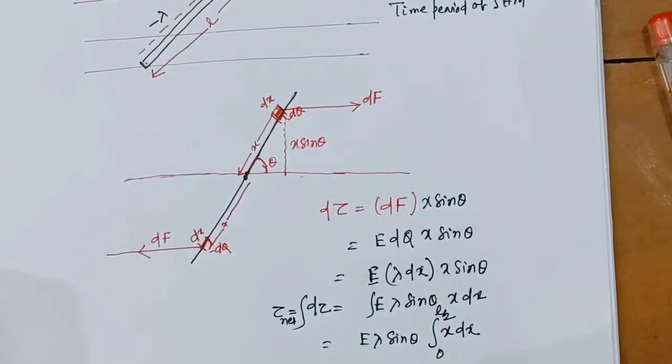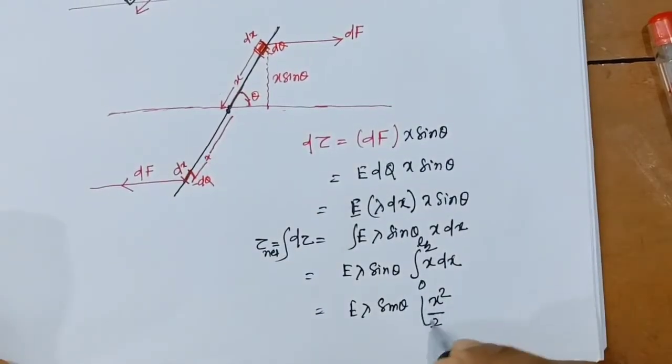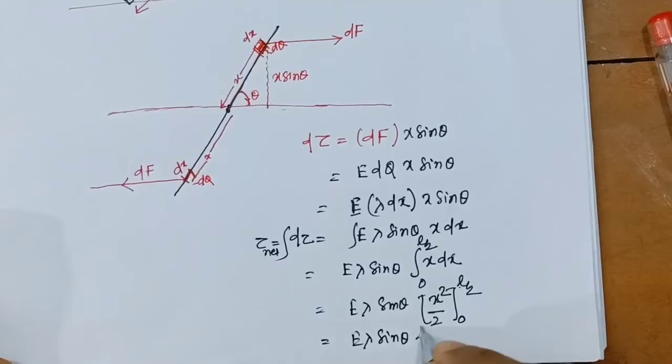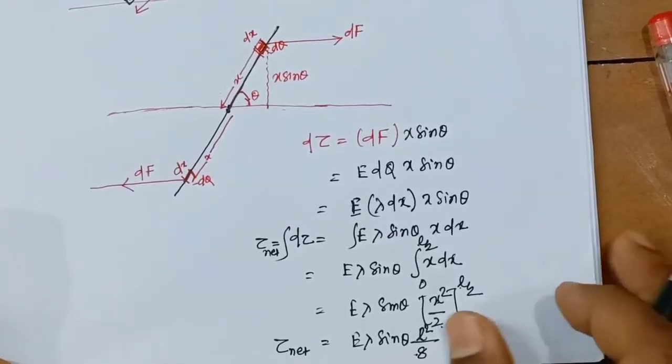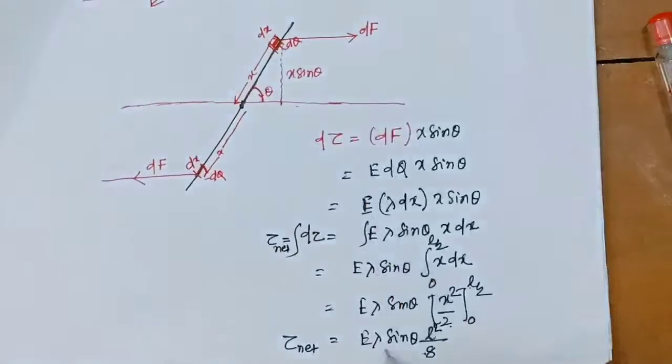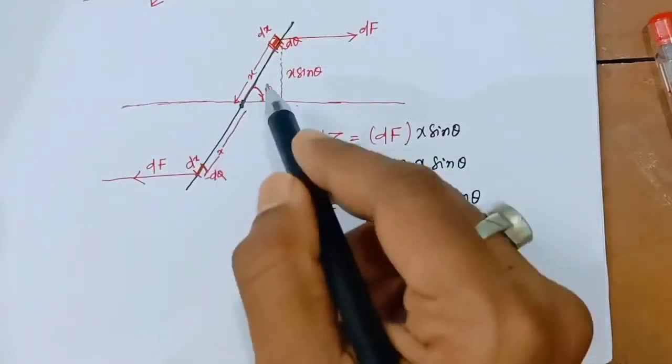If I proceed in similar fashion, E lambda sine theta, and this is x dx, the integration is x square by 2, from 0 to L by 2. The expression comes out as E lambda sine theta, x square by 2, which is L square by 4 and 2, so I get 8. This is the upper section tau net. But looking at the symmetry, this upper section torque is E lambda sine theta L square upon 8, and the lower section torque will be the same thing.